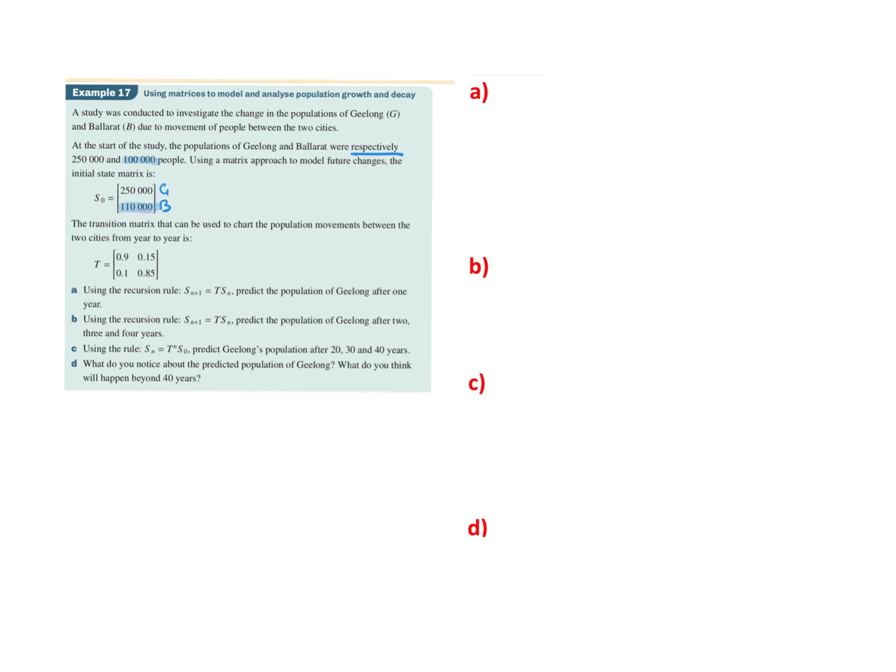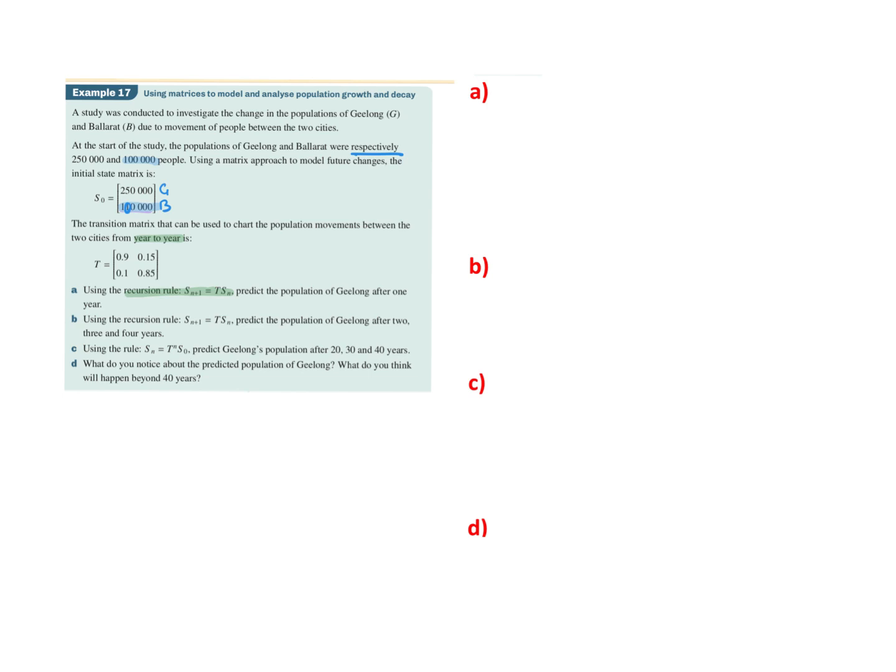So we'll change this to 100,000, okay? And it is Ballarat. All right, so then they've given me a transition matrix. Now here, in part A, it says using the recurrence rule. So they want me to use the one where you get the next one using the one before. It says find the population after 1 year. So this transition is year to year.